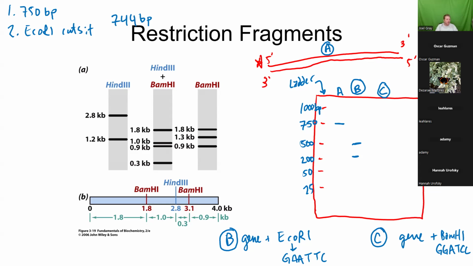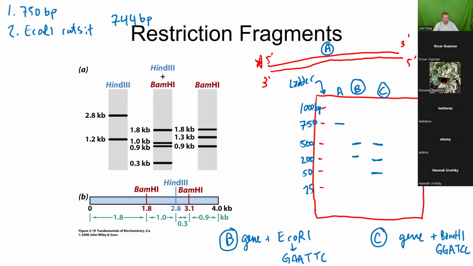And now what we get is this, and then we get a slightly lower band here, and then we get this right here. Would anyone add the approximate sizes of those three bands? 500, 250. Perfect.